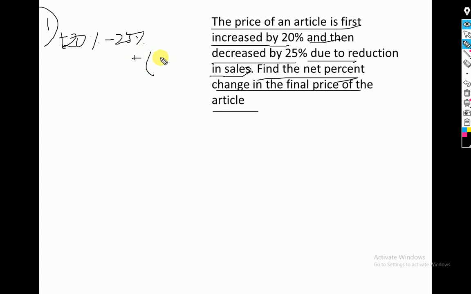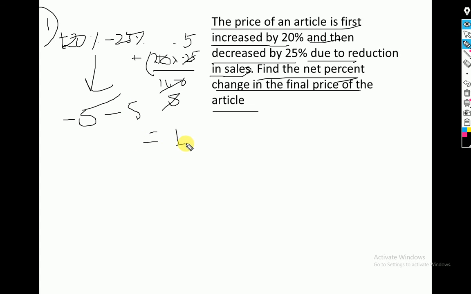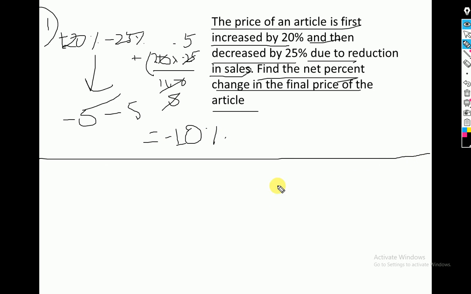plus 20 into minus 25 by 100, which is minus 5. So this is minus 5 over here, this is minus 5 over here, and this is minus 5 over here. So the net is 10% of decrement. Okay, so this is successive, and then let's do it by compoundation.